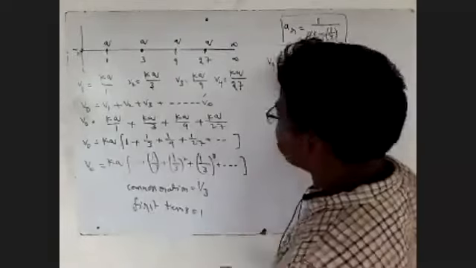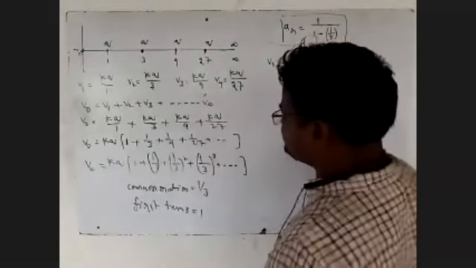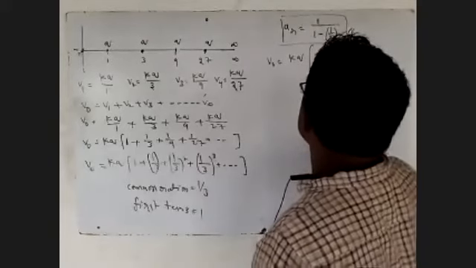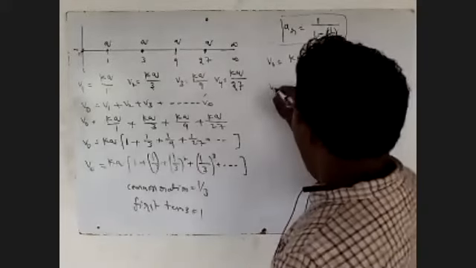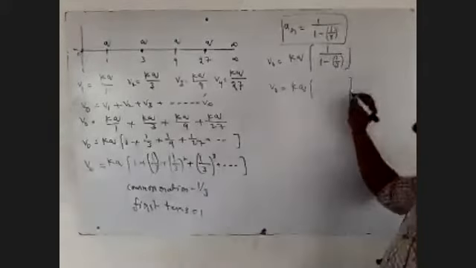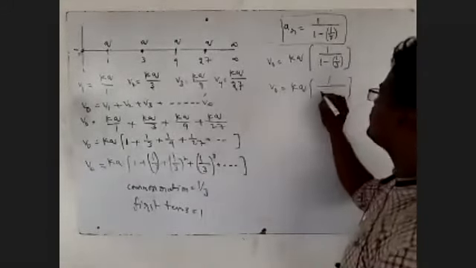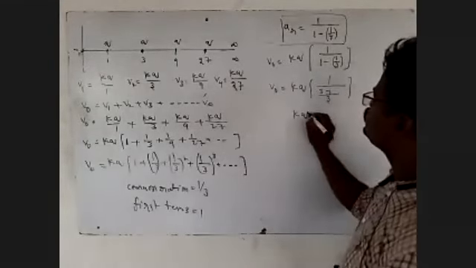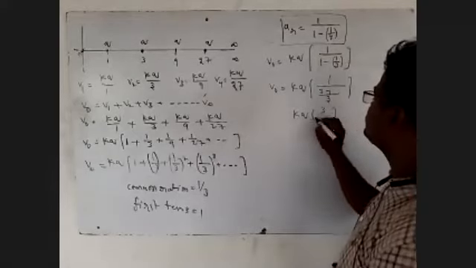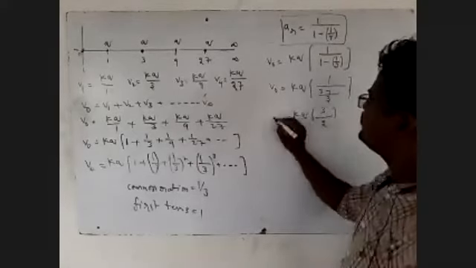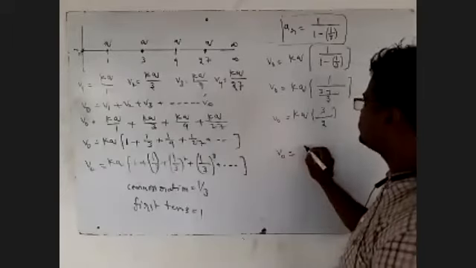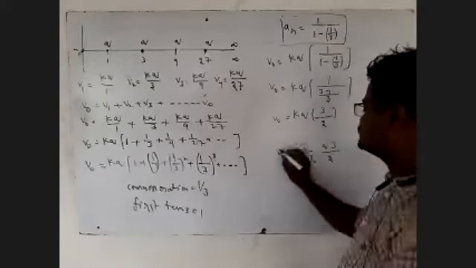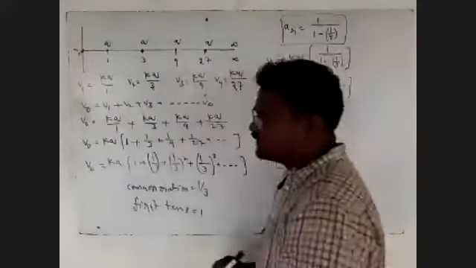So V naught is equal to KQ times 1 by 1 minus 1 by 3, since the common ratio is 1 by 3. V naught is equal to KQ, and taking the LCM 3, we get 3 by 3 minus 1, which is 3 by 2. So V naught is equal to K, meaning 1 by 4 pi epsilon naught, times Q by 3 by 2. This is the potential at the origin point.